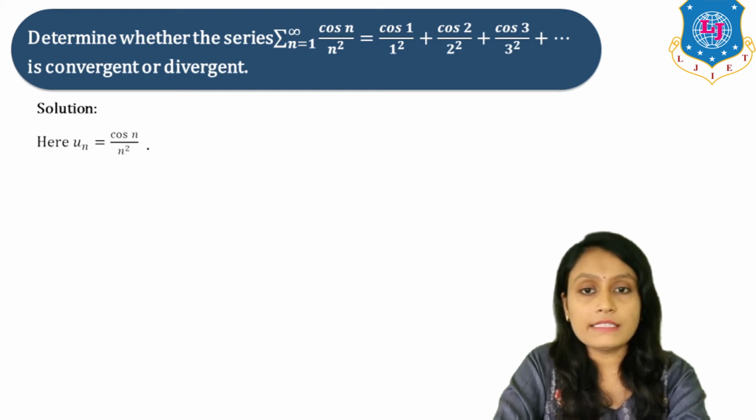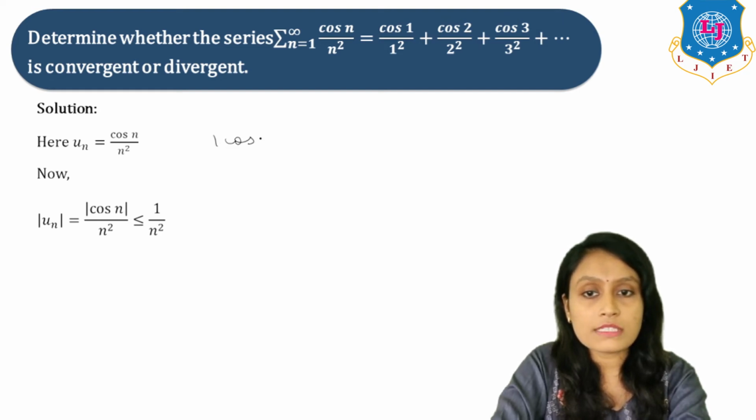Here un is given, that is cos n upon n square. So firstly we will write mod un, that is mod cos n upon n square. Now we know this mod cos n is less than or equal to 1. So divide it by n square. So you will get this condition, right?